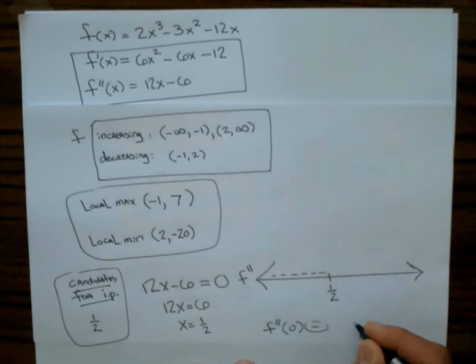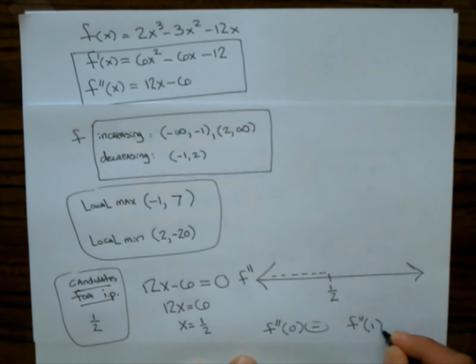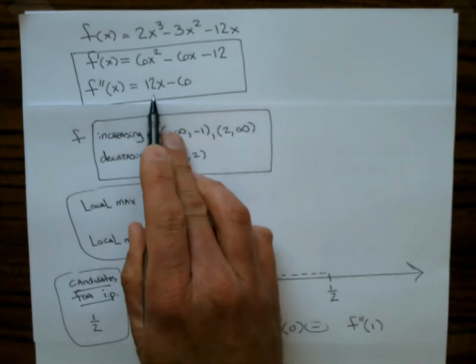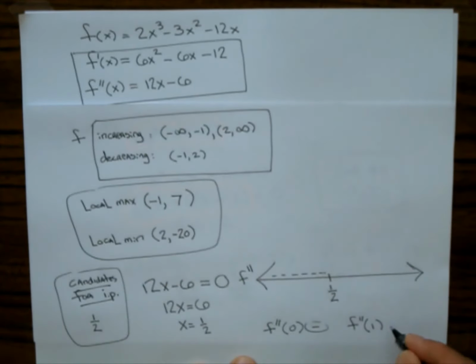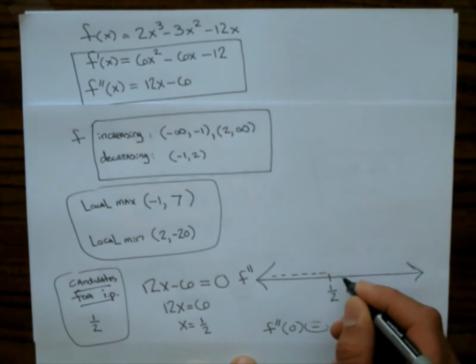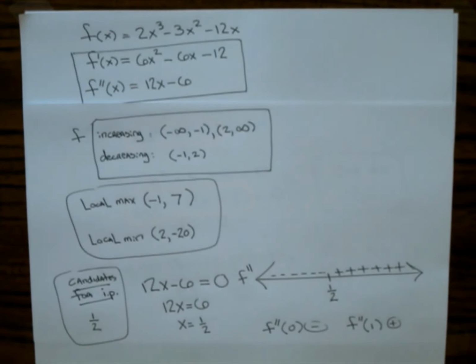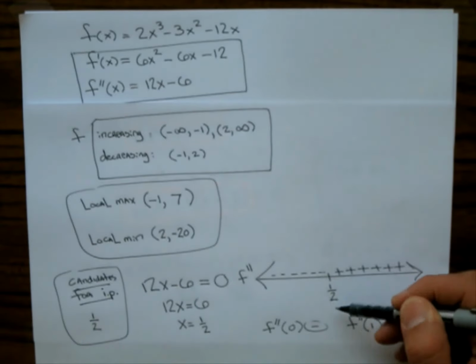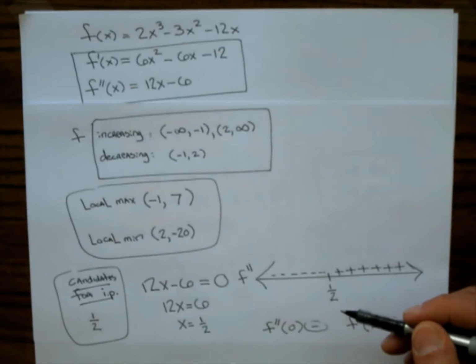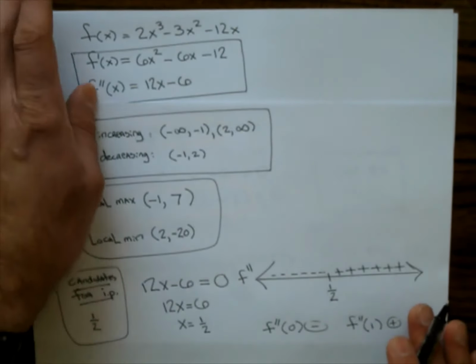I'm going to plug a number into the second derivative to the right, maybe a 1. And let's see, I end up getting +6. All I care about is the positive. And so I have plus right here. So we find out that when you switch concavity, that 1/2 actually, even though he was a candidate for an inflection point, he wins the election. He is an inflection point. So on the list of things that we had to do, we have to do concavity.